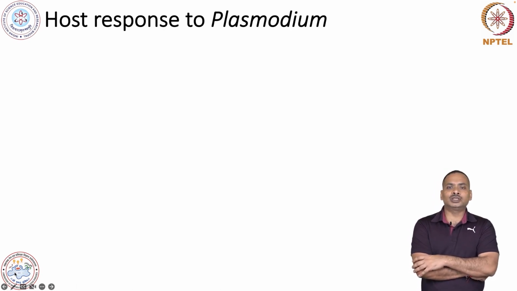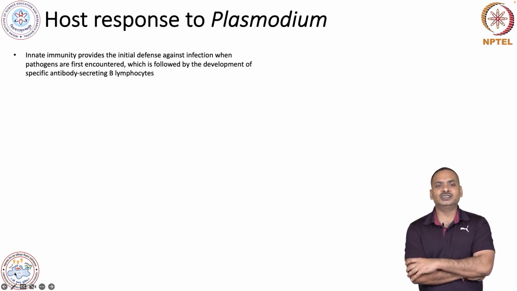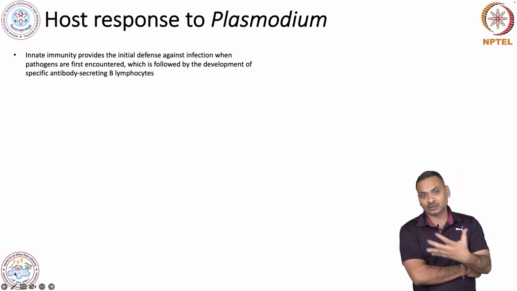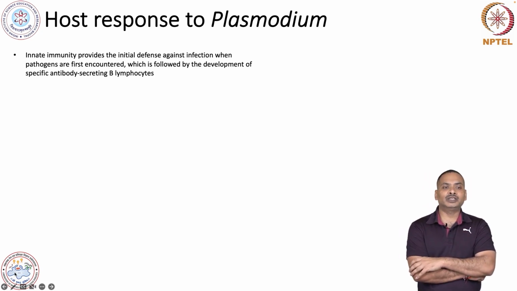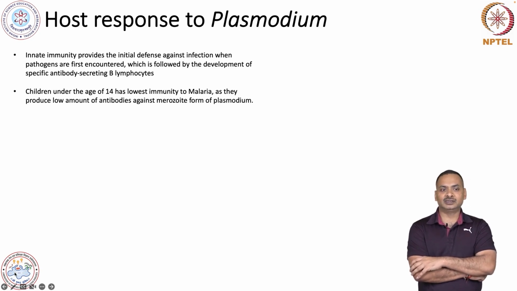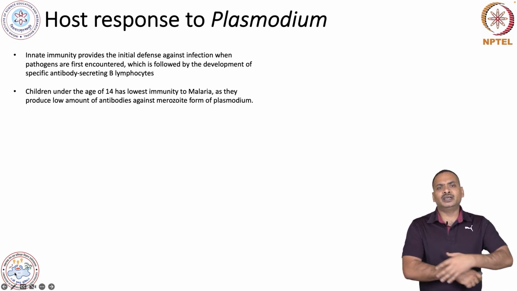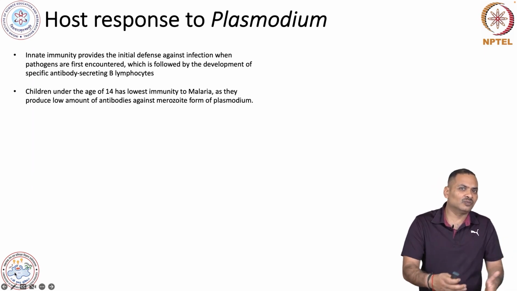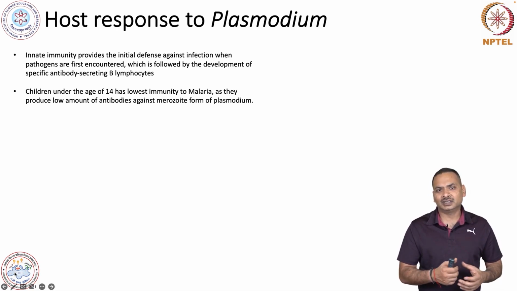So, host response to the plasmodium. Innate immunity provides the initial defense against infection when a pathogen is first encountered by the host, which is followed by development of specific antibody-secreting B lymphocytes. Younger children under the age of 14 have the lowest immunity to malaria, and that is why a lot of mortality is associated with younger children.